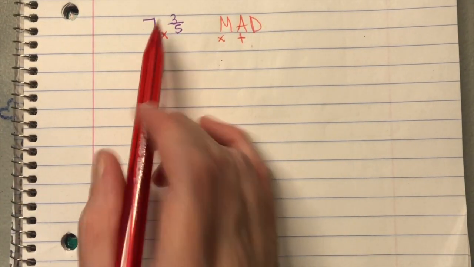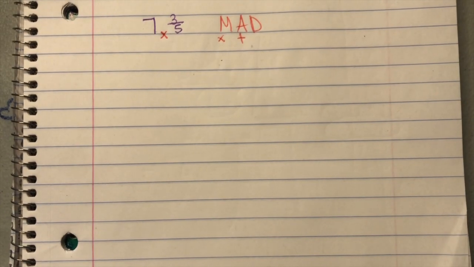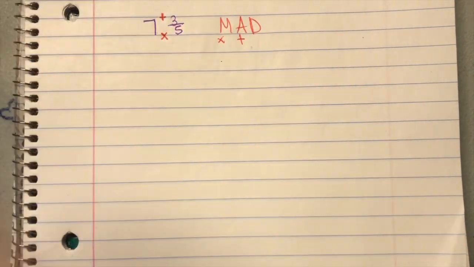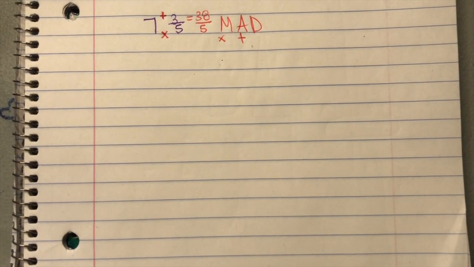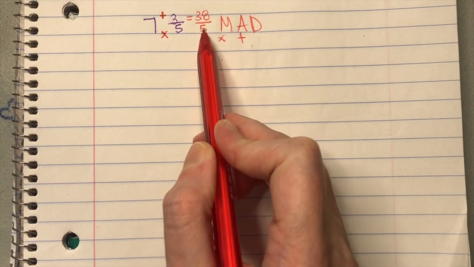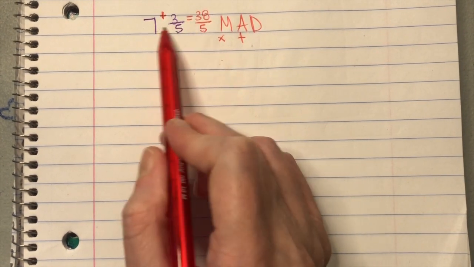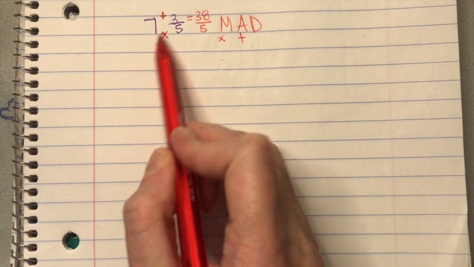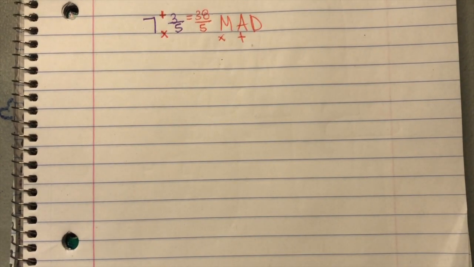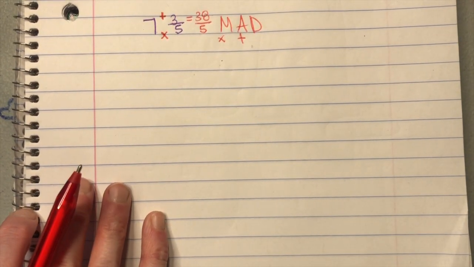So 5 times 7, 35, plus the 3 pieces I already had is 38, and the denominator stays the same. So my fraction that is equivalent to 7 3/5 is 38/5. They equal the same thing. I just took the whole number and converted it into fifths.